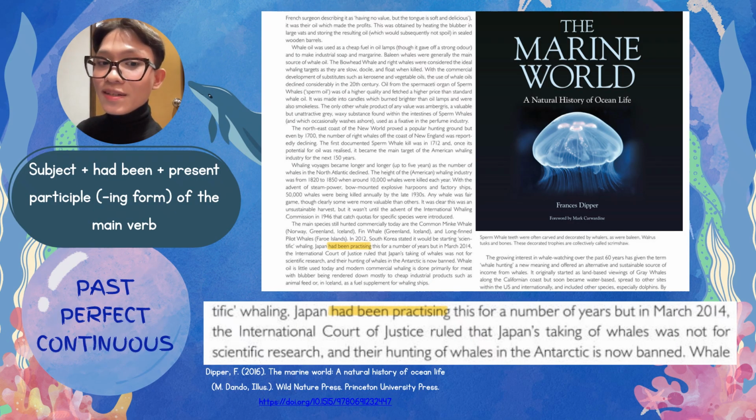The second one is the past perfect continuous tense. Its formation is subject plus had been plus present participle, the ing form of the main verb. Japan had been practicing this for a number of years, but in March 2014, the International Court of Justice ruled that Japan's taking of whales was not for scientific research, and their hunting of whales in the Antarctic is now banned.